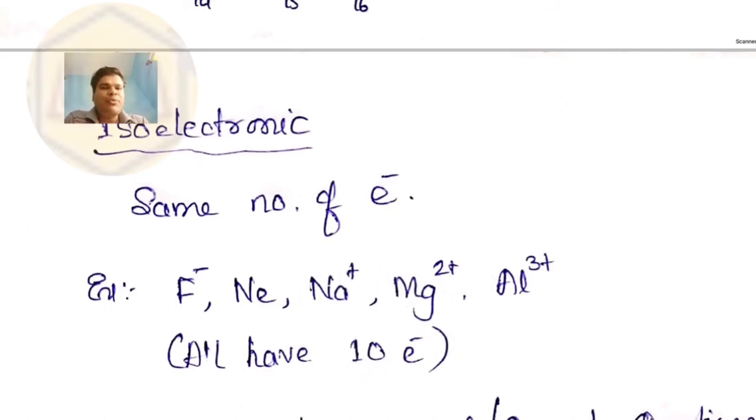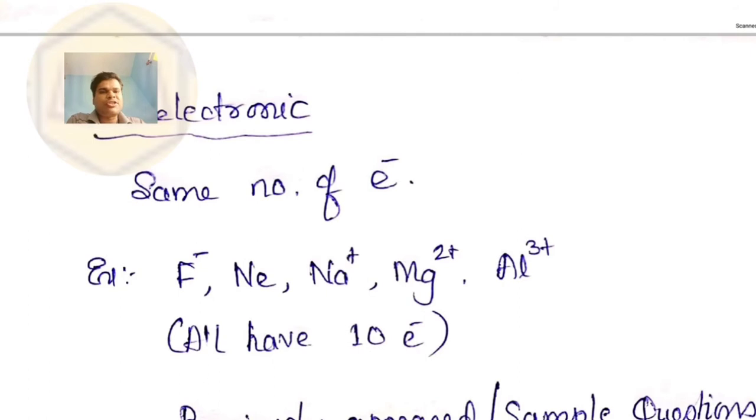Similarly, magnesium 2 plus: in the neutral species it has 12 electrons, and with 2 plus it has lost 2 electrons, so that is how it has 10 electrons. Similarly, aluminum, atomic number 13, has 13 electrons in the neutral state, but with 3 plus it has lost 3 electrons, and therefore all of them have 10 electrons. So all these species can be called isoelectronic species.